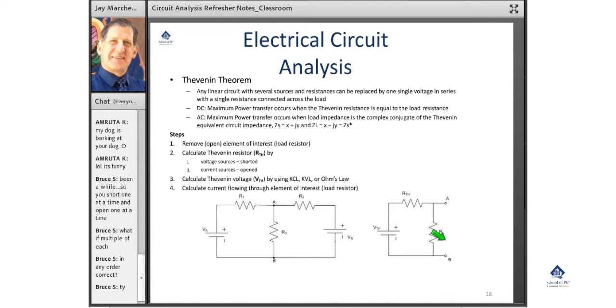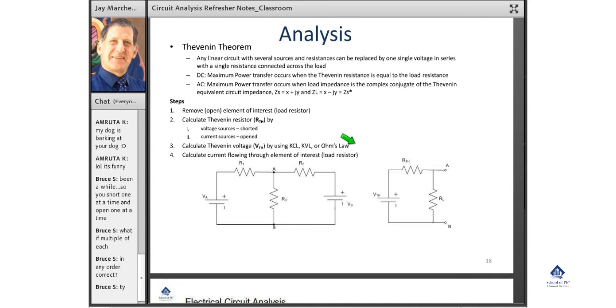Any linear circuit can be done this way. Some uses: maximum power transfer occurs when Thevenin resistance is equal to load resistance. And for AC circuits, maximum power transfer occurs when the load impedance is the complex conjugate of the Thevenin equivalent impedance. So if you get a Thevenin impedance of X plus JY, then maximum power transfer occurs when the load impedance is X minus JY, or the conjugate of the Thevenin impedance.